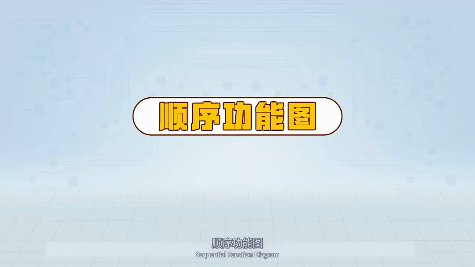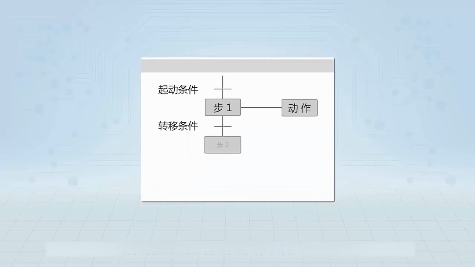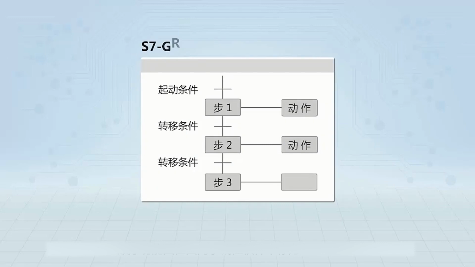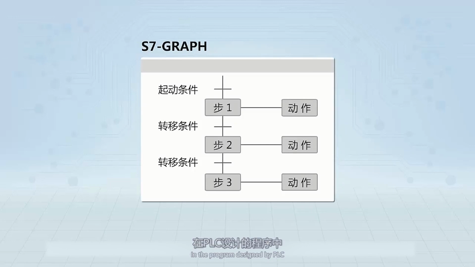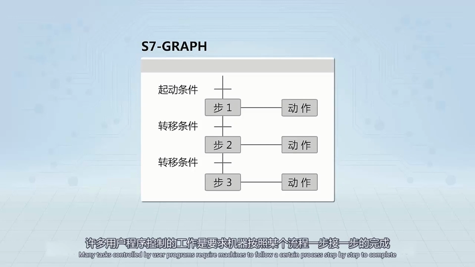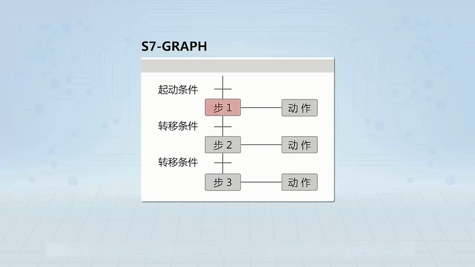Sequence function chart, known as S7-Graph in Siemens programming software. It is a programming language for sequential control systems. In a PLC-designed program, many user programs control jobs that require the machine to follow a certain process step by step.